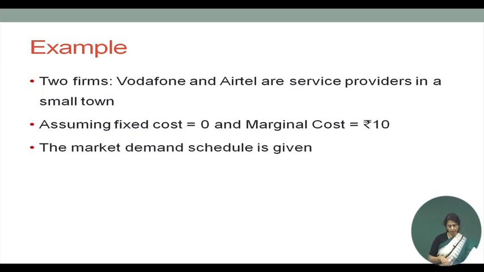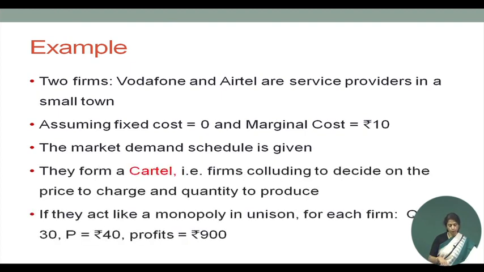Now the market demand schedule is given. I'm going to write down the market demand schedule on the board. This is a special case of oligopoly where, instead of a few firms, there are actually two firms. This situation is called duopoly. So we are taking a very simple example where two firms are competing for the same market, and they have very similar costs, and how are they going to share the market between themselves?